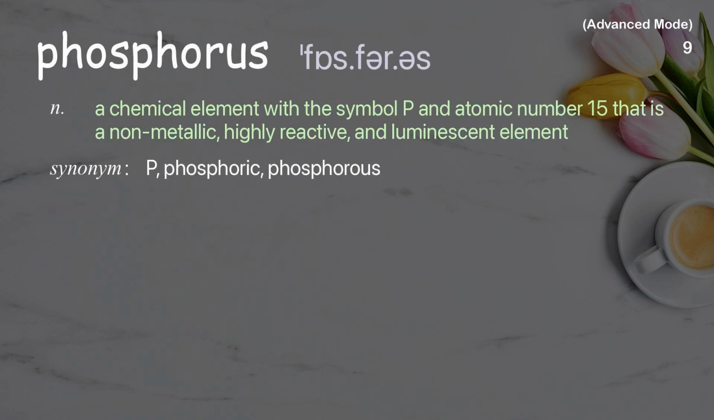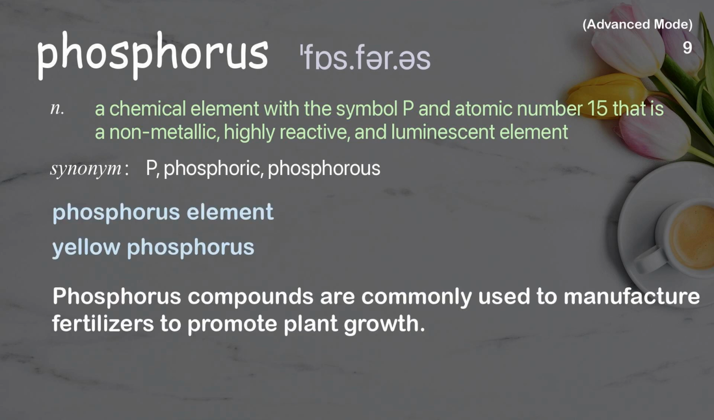Phosphorus. A chemical element with the symbol P and atomic number 15 that is a non-metallic, highly reactive, and luminescent element. Examples: Phosphorus element. Yellow phosphorus. Phosphorus compounds are commonly used to manufacture fertilizers to promote plant growth.